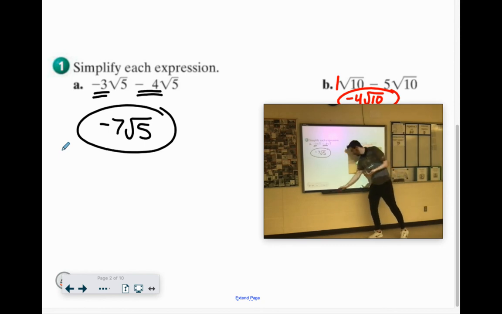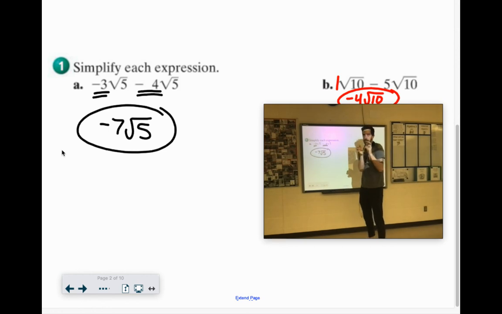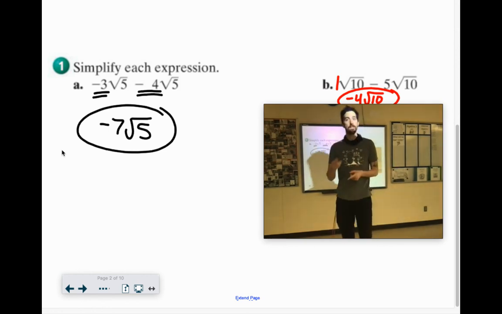That's not bad, right? So when they're the same, it's pretty easy. But sometimes they're not the same, and we have to break down the perfect squares, and then sometimes they'll be the same. So we got adventures coming your way.